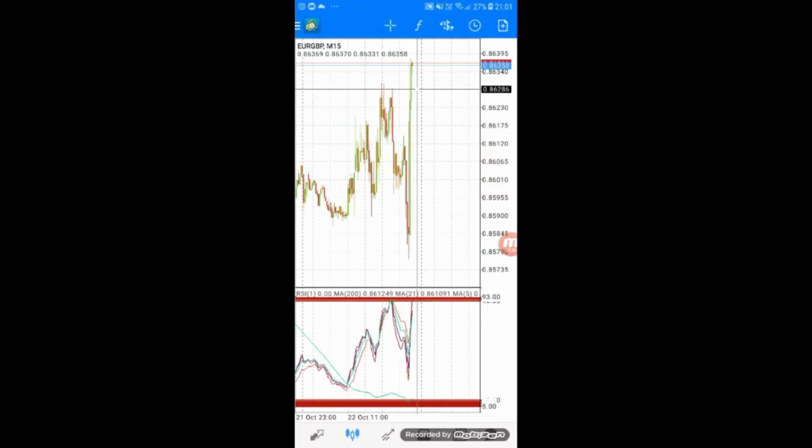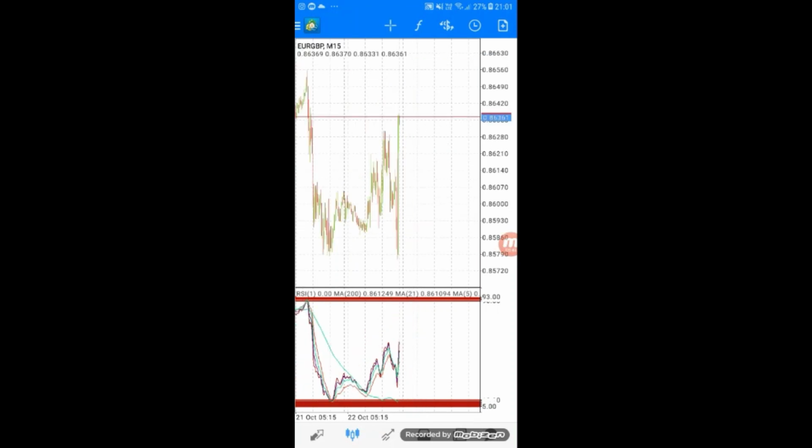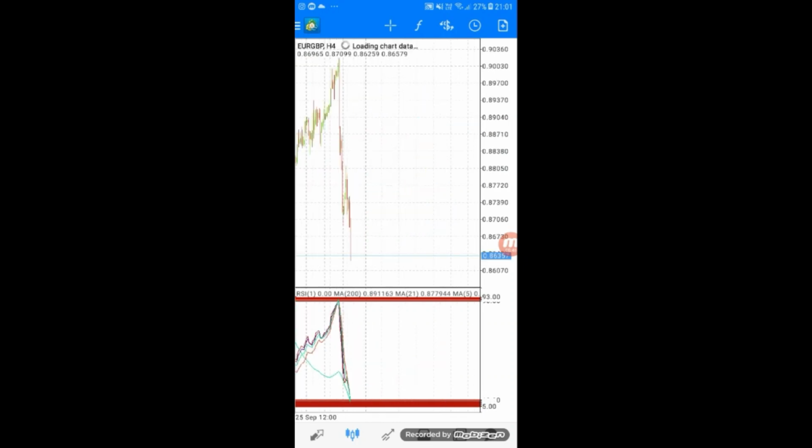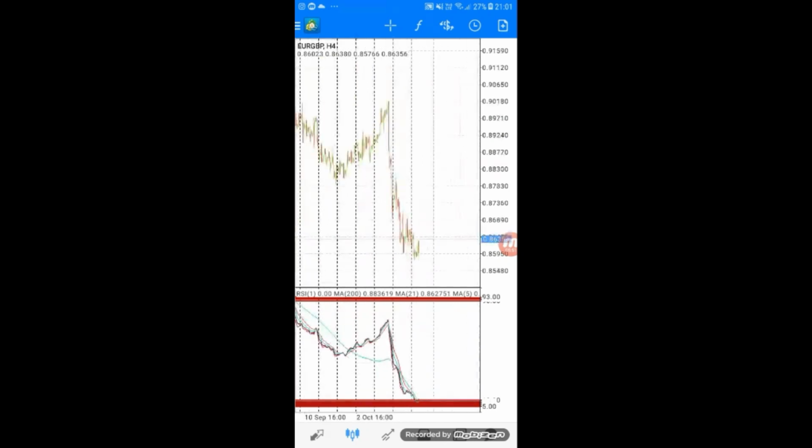I was not surprised when GBP shot up like this, because I saw that it gave us a clear W. And even if you check on the 4 hours, you can see that on the 4 hours too, the market was oversold.